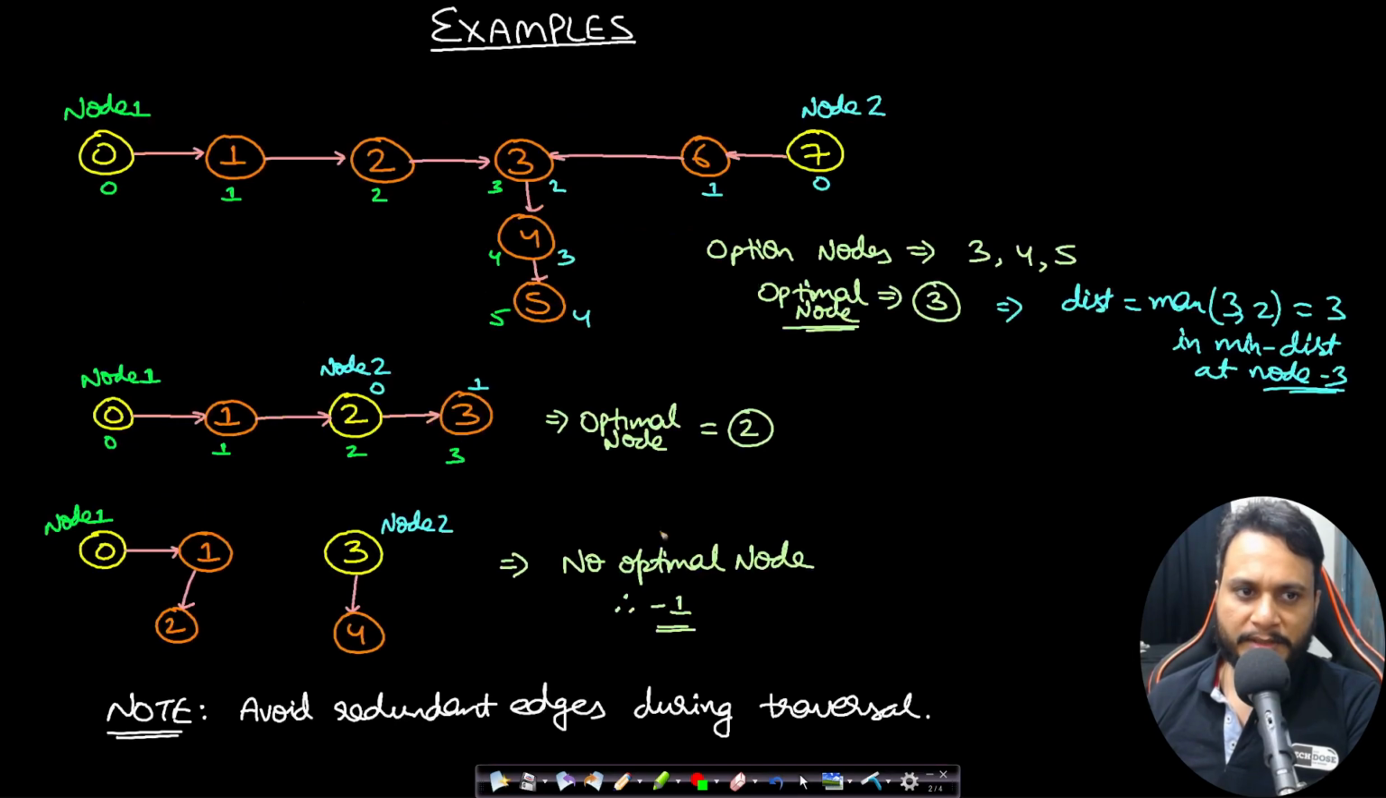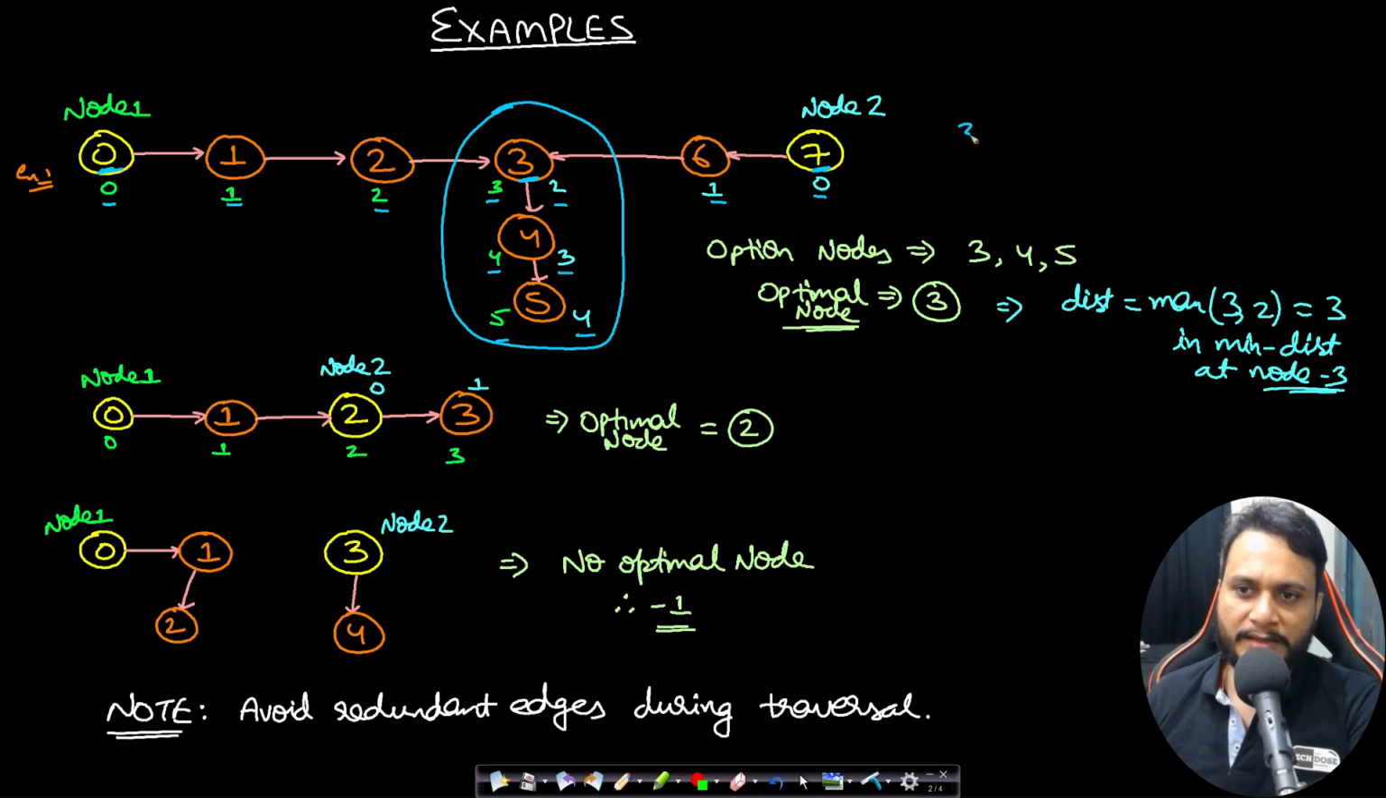Now let's look at more examples. In this case, I have made another example. This is example number 1. Here you can see that node1 is 0 and node2 is 7. If you find out the distance values, I have marked the node1 distance values in green. If you start from 0, 0 to 0 distance is going to be 0, to 1 it is 1, to 2 it is 2, to 3 it will be 3, 4, 5. And similarly, the distance values from 7 are 0, 1, 2, 3, 4. So what are the common nodes which are traversable by both node1 and node2? These are the common nodes, 3, 4 and 5. So out of these, which is the node which is closest to both of the nodes? It is 3, right?